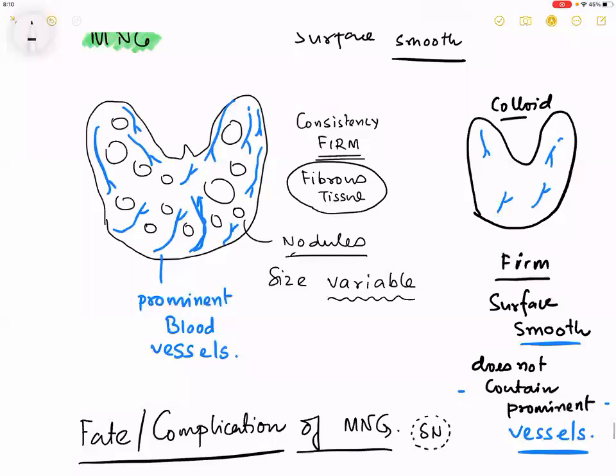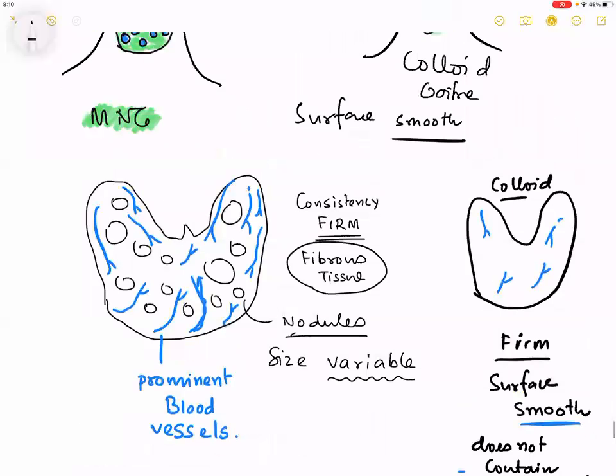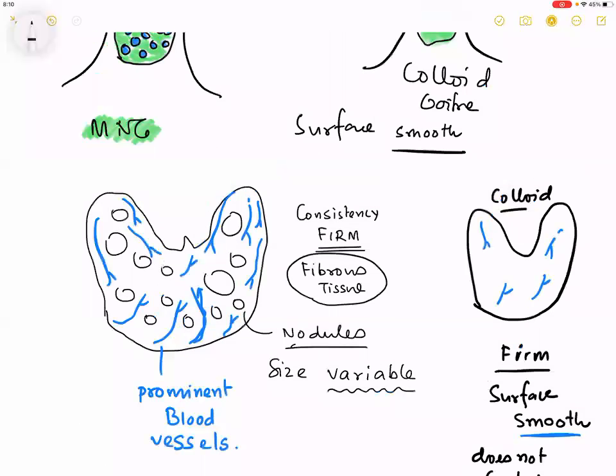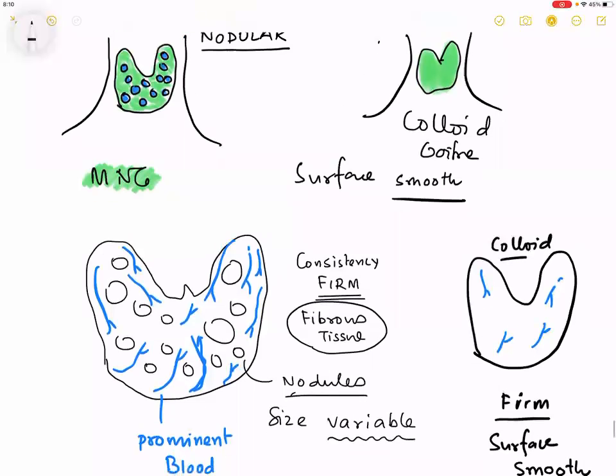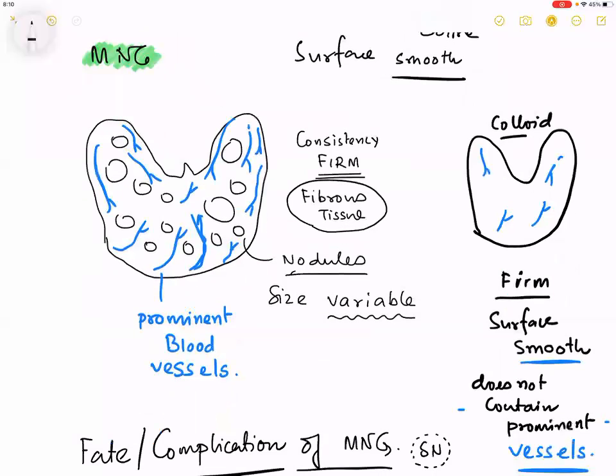Exactly. Sir, even in colloidal goiter we see a small amount of blood vessels, so is that also due to an increase in VEGF? Definitely. The honest confession is I do not know. Maybe. Definitely it is obvious that when something is increasing in size, there will be a little amount of VEGF that will always be secreted. Maybe for that reason.